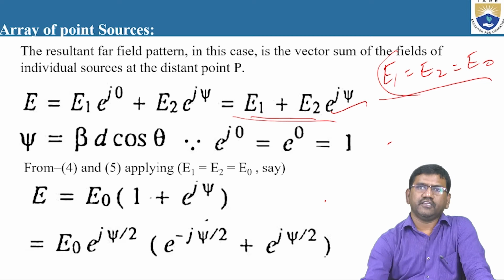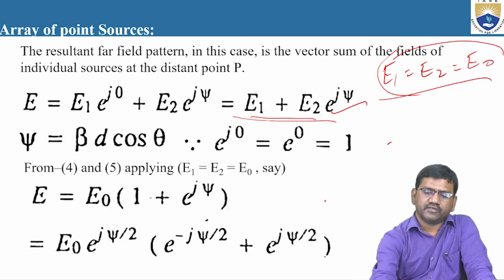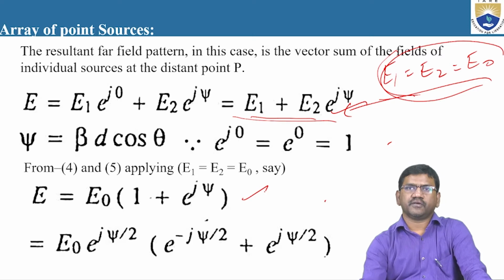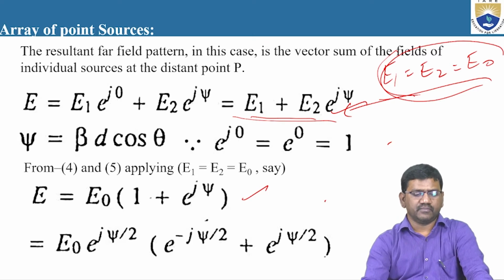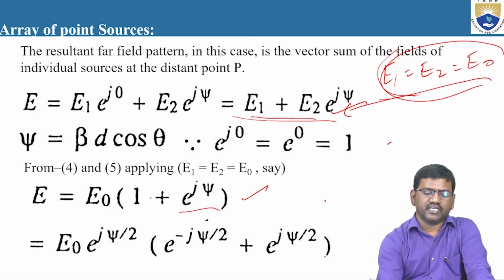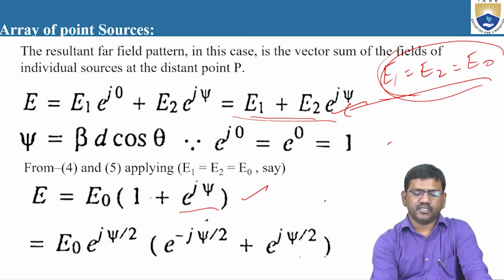If we shift the point source to the origin, we will get this equation. Let us assume E1 is equal to E2 is equal to E0. Substituting this, we will get E0 into 1 plus e power j psi. Mathematically, we can simplify this expression further by writing e power j psi as e power minus j psi by 2 plus e power j psi by 2, so we can take e power j psi by 2 as common.